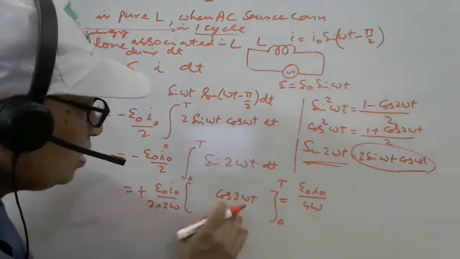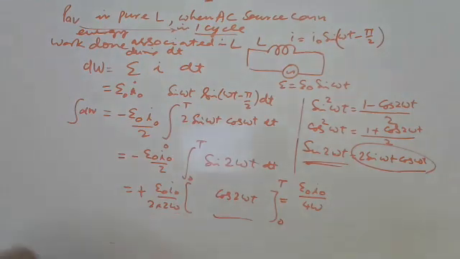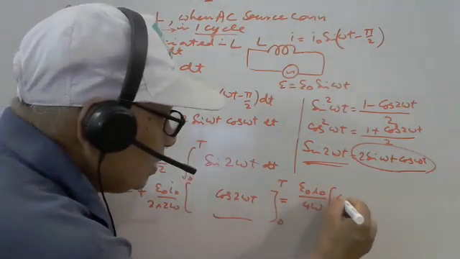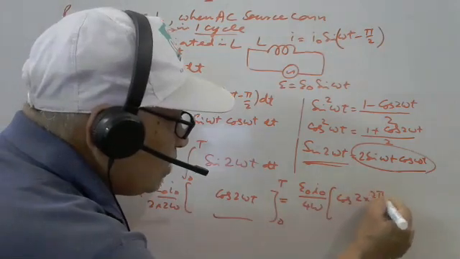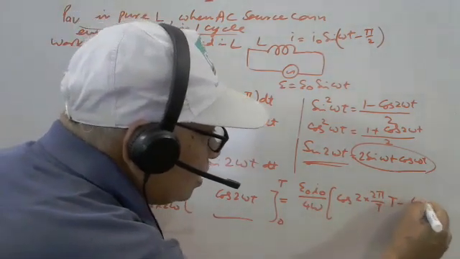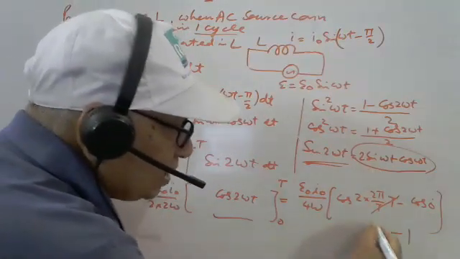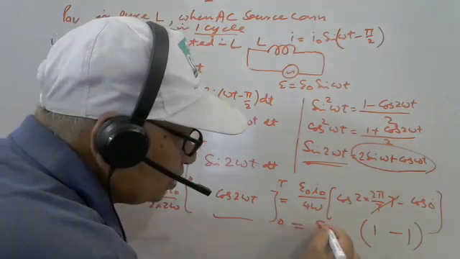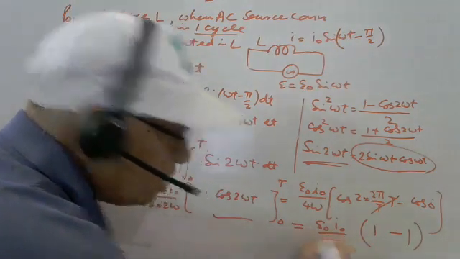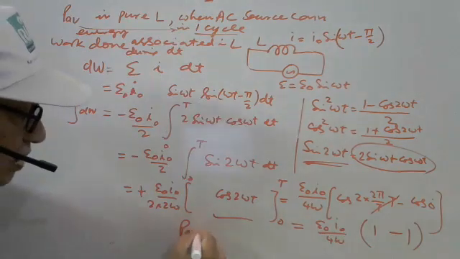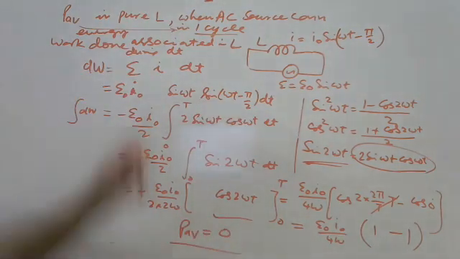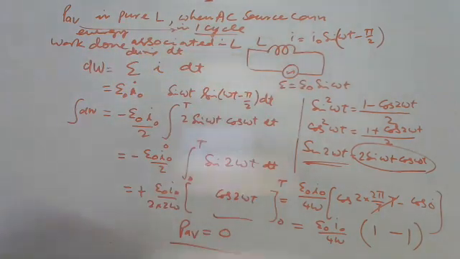Look at this upper limit: cos 2 into 2 pi by t, upper limit t, minus cos 0. Cos 0 is 1 and cos 4 pi is 1. So 1 minus 1 is what? 0. It means average power in one cycle is 0 in case of pure inductance. Average power is 0 in case of pure inductance.